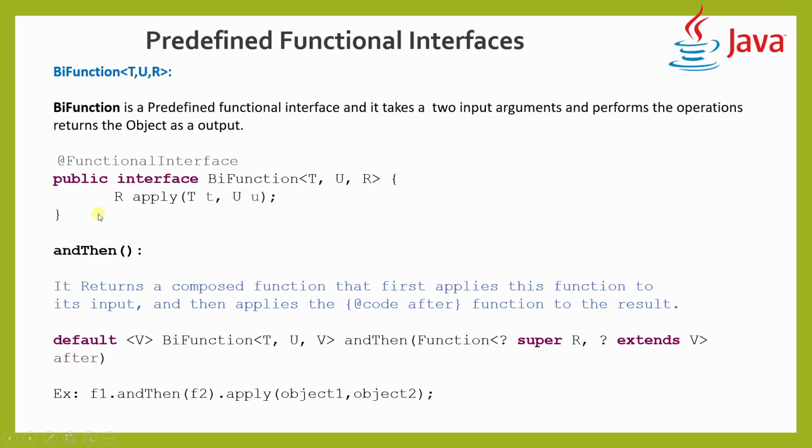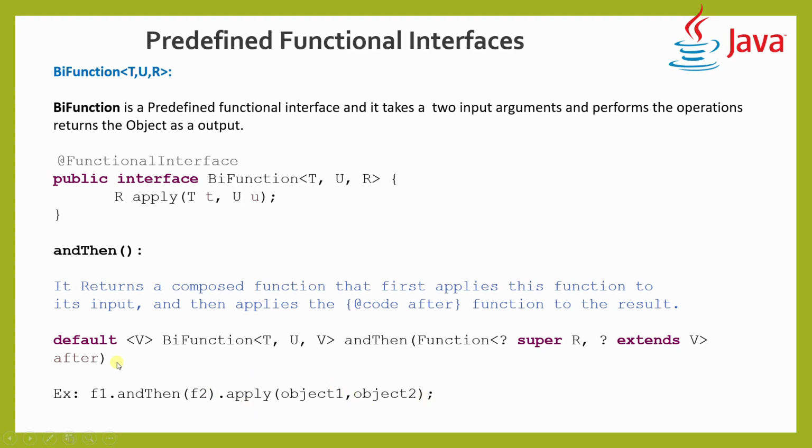In Function and BiFunction the only difference is that Function takes a single input argument and returns the object, and here it takes two input arguments and returns the object. Also BiFunction has the andThen function chaining method. andThen returns the composed function, which first applies the function to the input and then applies the after function.